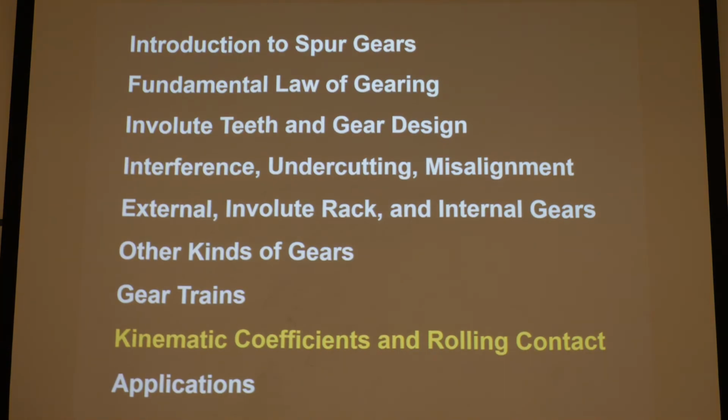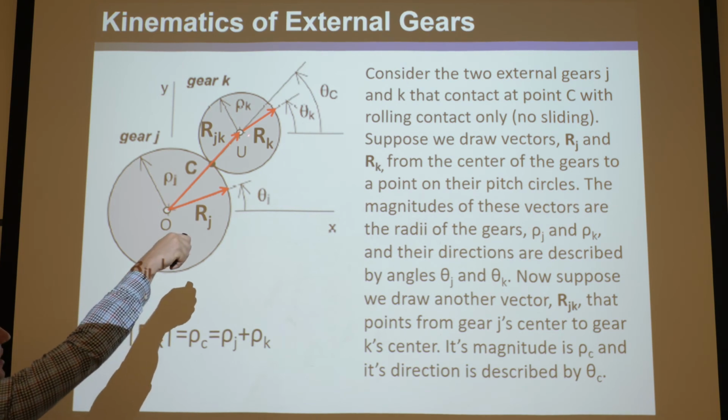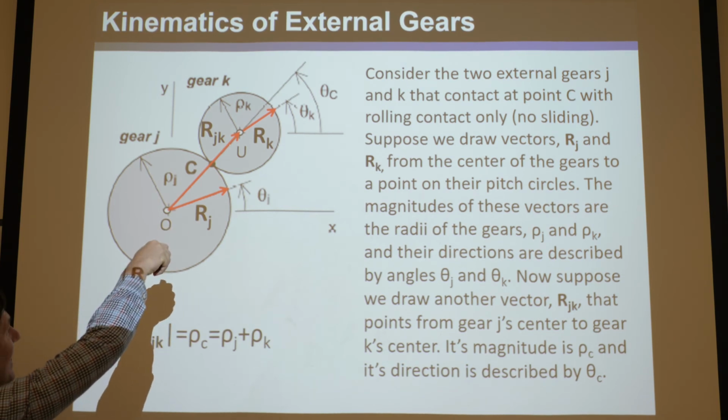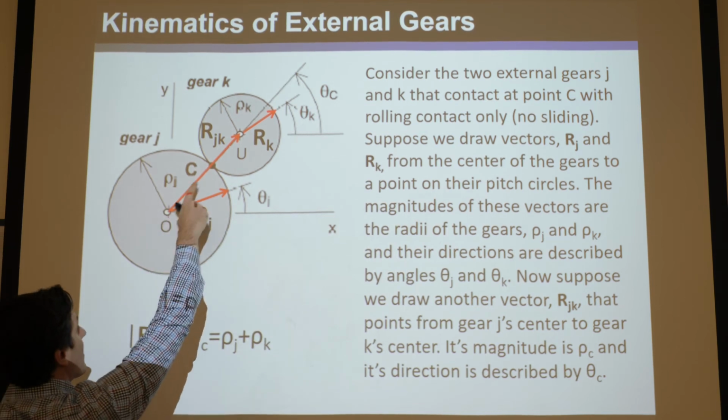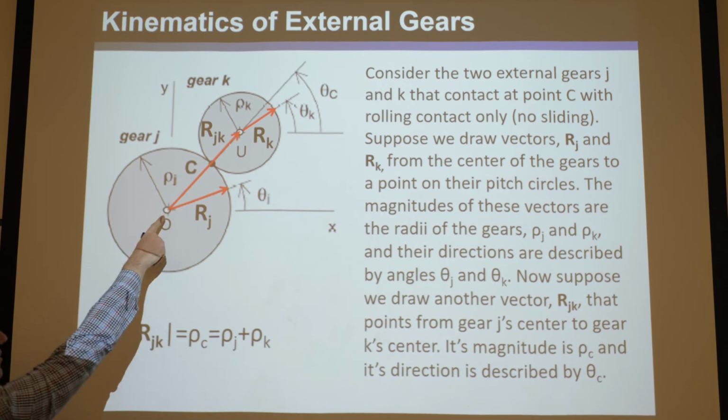Okay, so this next topic is a little tricky. We're going to talk about kinematic coefficients and rolling contact, okay? So let's first look at external gears that are rolling on each other. And I want you to first imagine there's an arm linking the centers of these two fixed. Imagine there's another link that's pinned there and a link that's pinned there, so it itself can rotate around this.